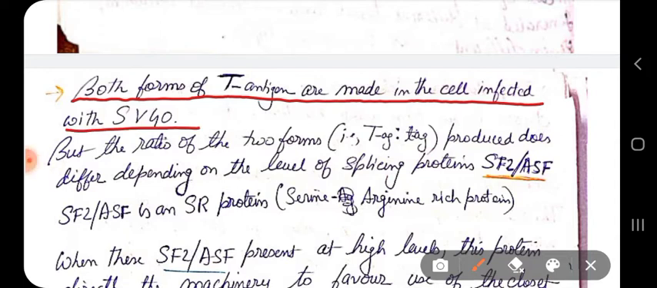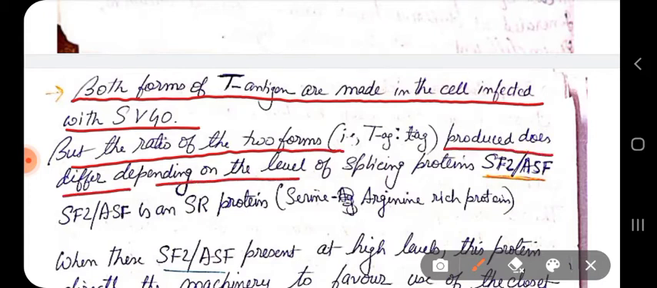So when a cell is infected with the virus SV40, both forms of the T antigen will be observed: the large T antigen protein and a small T antigen protein. But the ratio of the two forms produced differs depending on the level of the splicing protein SF2 ASF. Okay, so there is a splicing protein called SF2 ASF.